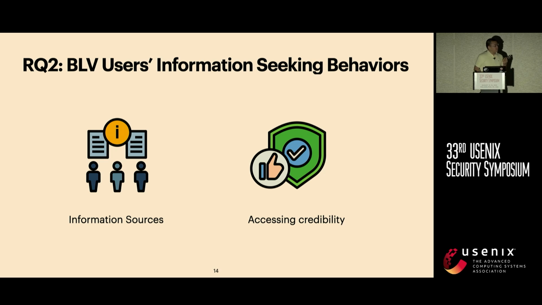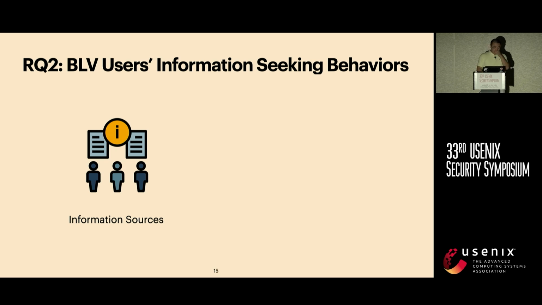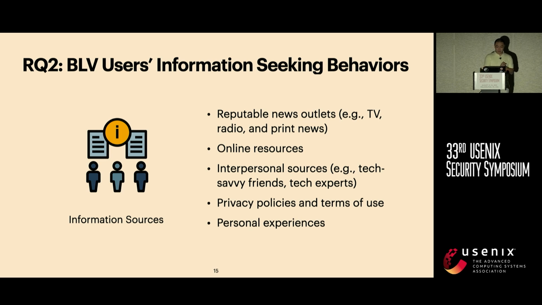The one thing we're curious about is where do they actually go to find information? What are the information sources? We found a number of things. For example, participants reported various sources that they obtain data privacy information from. Reputable news outlets like TV, radio, or print news were reported by a lot of participants, followed by many different kinds of online resources and interpersonal sources, which include tech-savvy friends and technical experts in the BLV community.